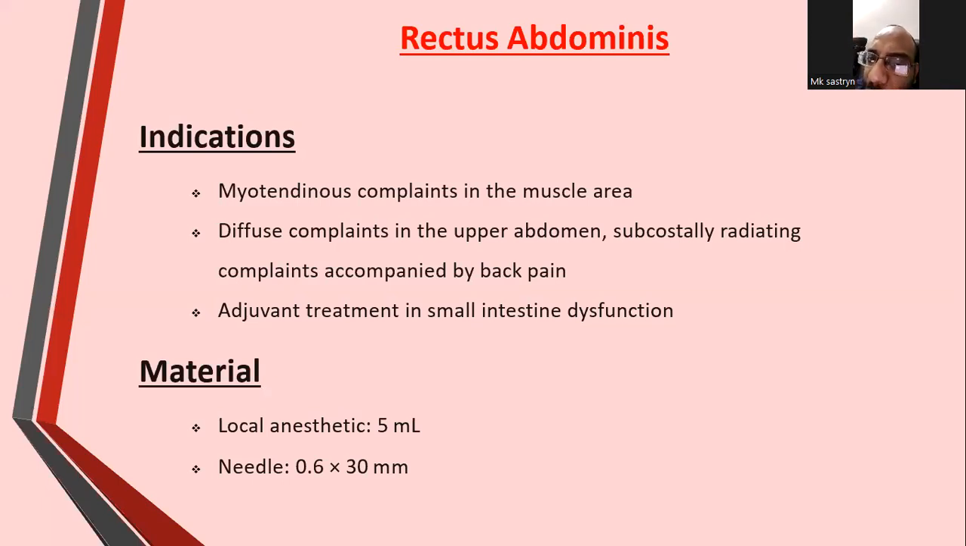Now I will teach you rectus abdominis. You can see miscellaneous complaints in the muscle area, diffuse complaints in the upper abdomen, sub-radiating, complex by the back, adjuvant treatment and small intestines treatment. Local anesthesia 5 ml is not required. You can recover this pain like this.